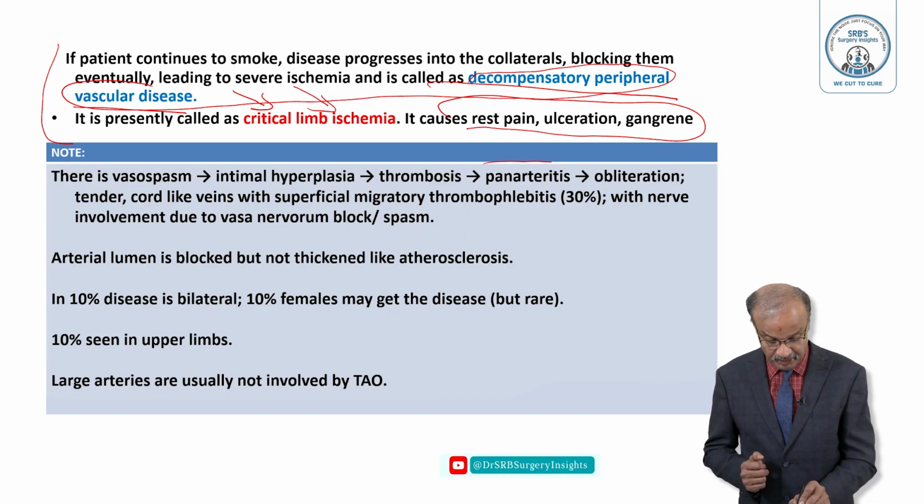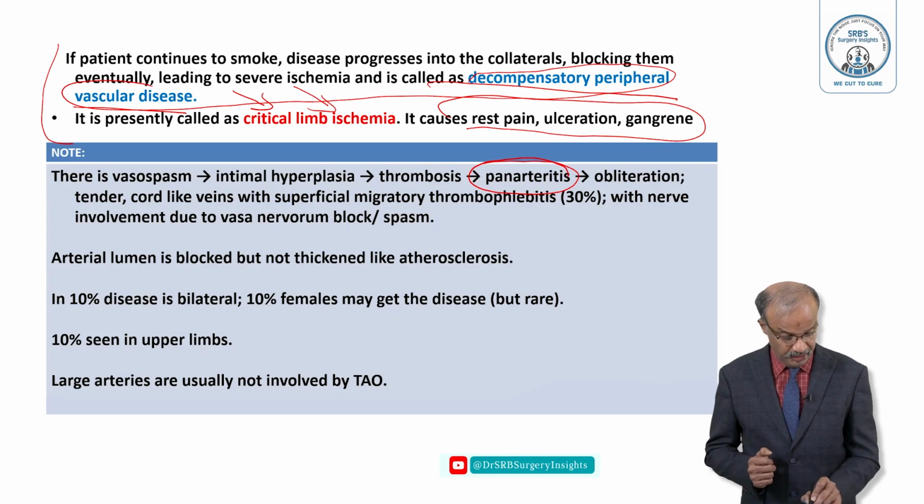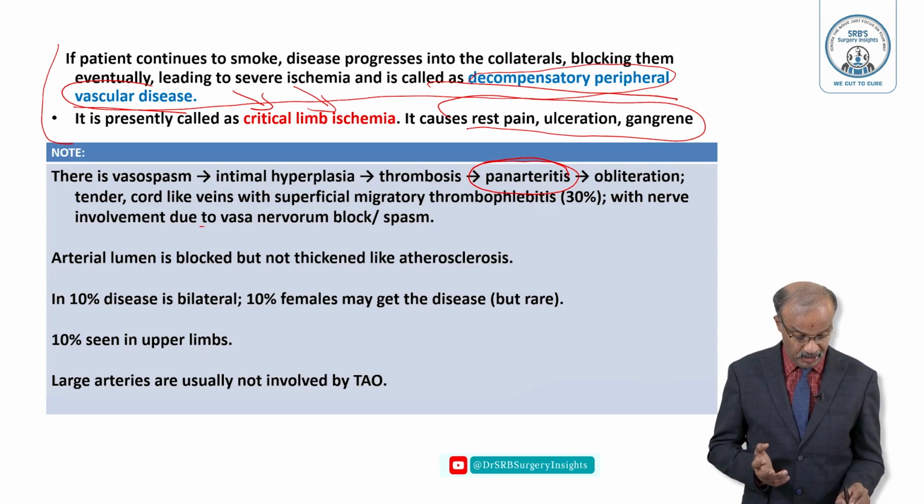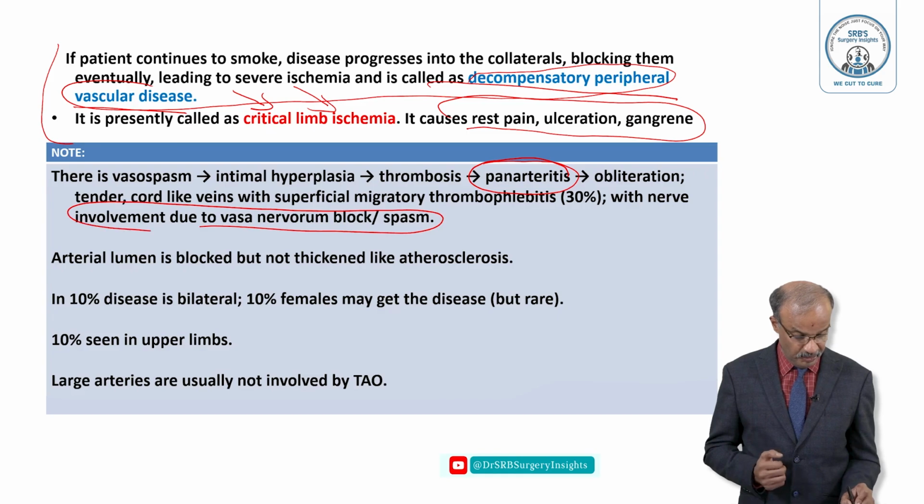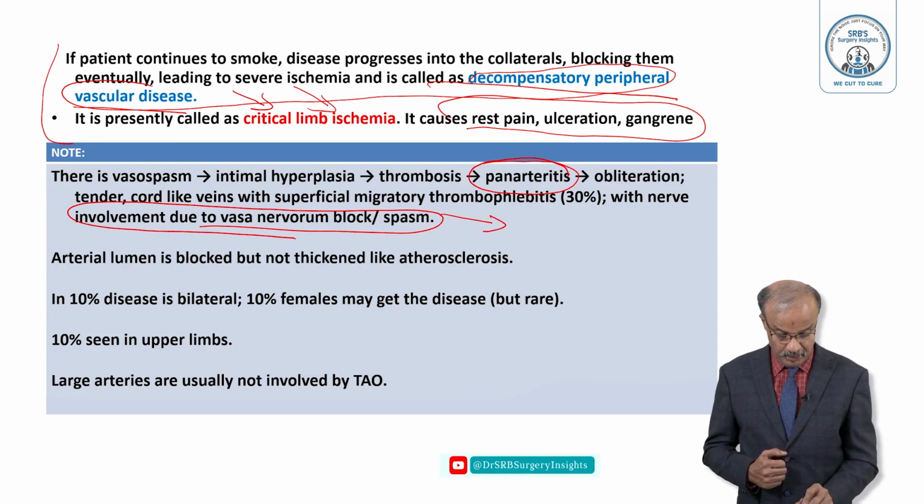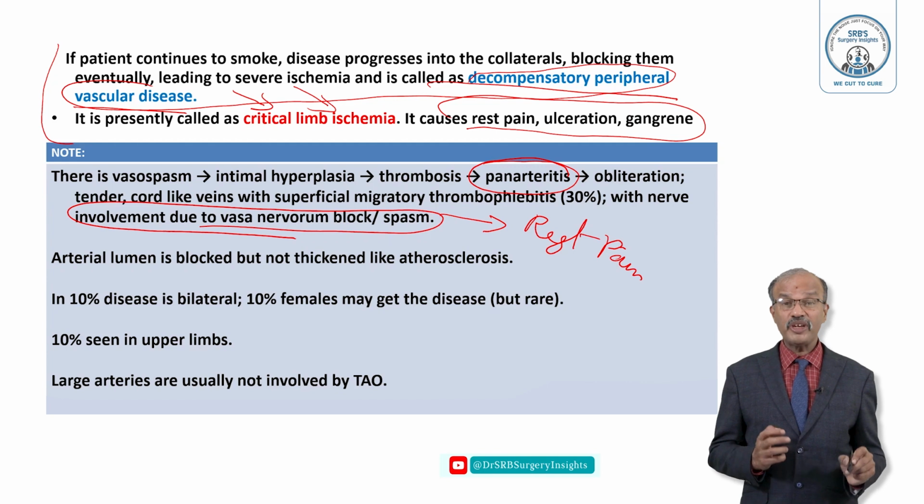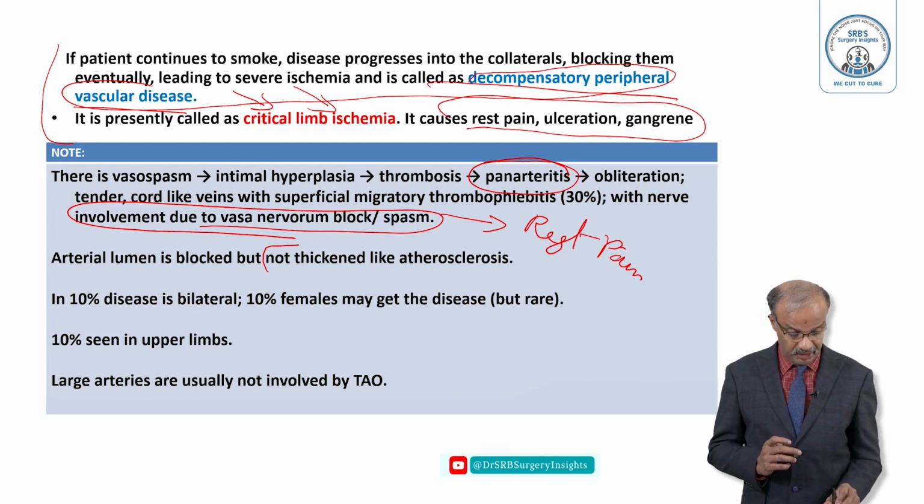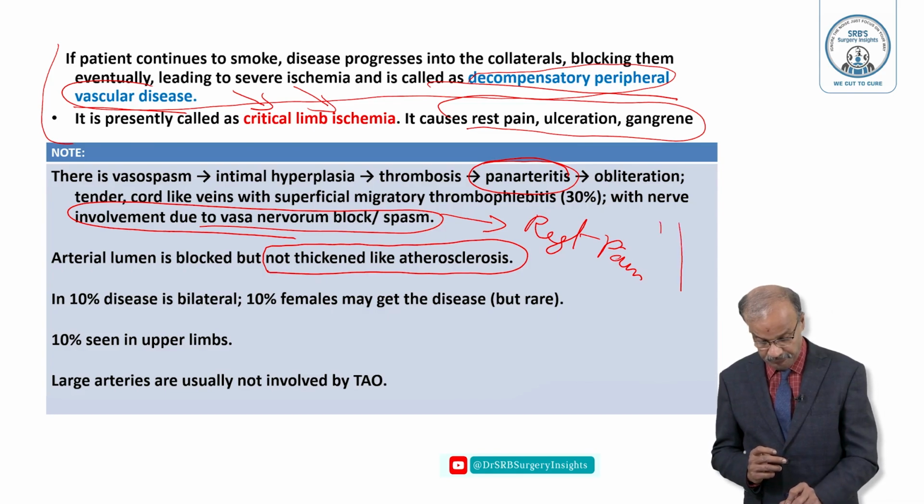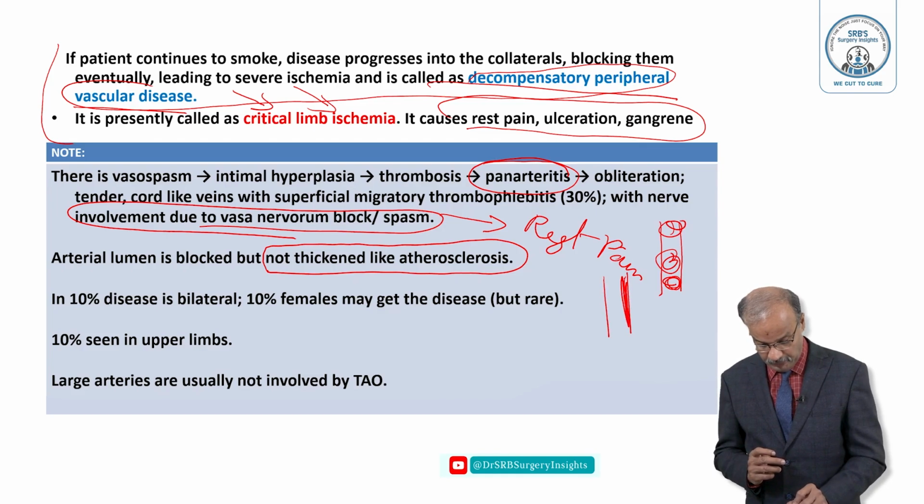It's called panarthritis. That word is important. There will be migratory superficial thrombophlebitis. Vasa nervorum is involved, and this leads to rest pain. And the arterial lumen is blocked, but not thickened. That is important. If this is the vessel, it is blocked like this, whereas in atherosclerosis, it is thickened like this. So this is the difference.